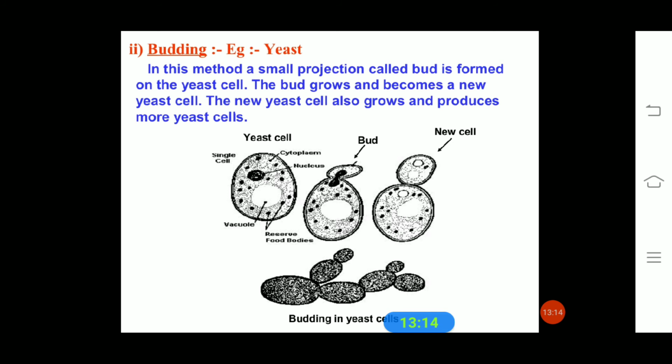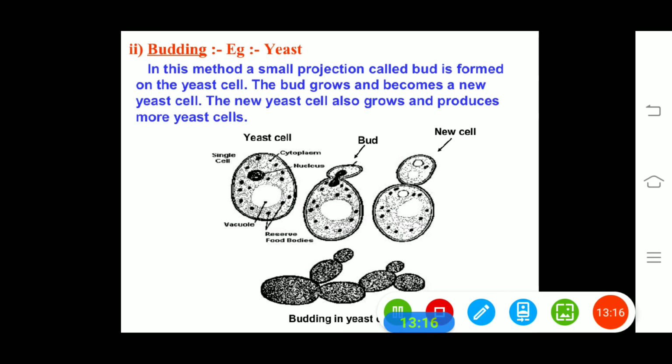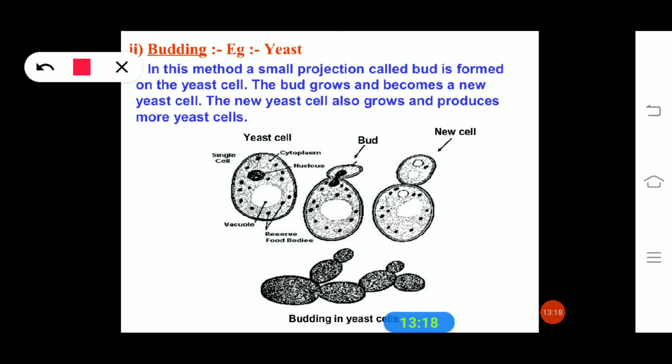So what is yeast here, students? Yeast is a small microorganism. You might have heard this word in baking. While making cakes and bread, yeast is used. It is a type of microorganism. So these yeast cells have a bud-like structure. The bud grows and becomes a new yeast cell. The new yeast cell also grows and produces more yeast cells.